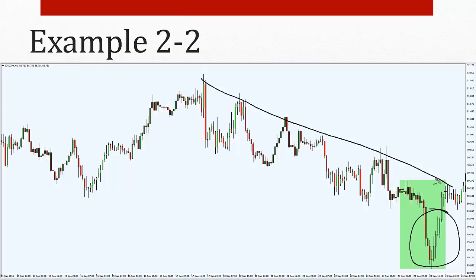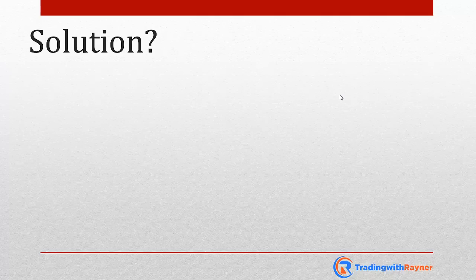So again, you're against the higher time frame and you're against the lower time frame. And this is definitely something I call a very low probability trade. So what can you do about it? Well, what I would encourage you to do is, number one, trade with the trend on the higher time frame.